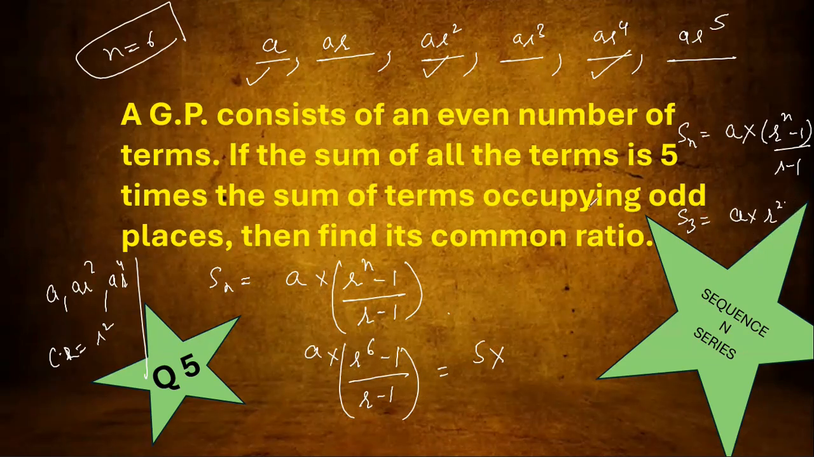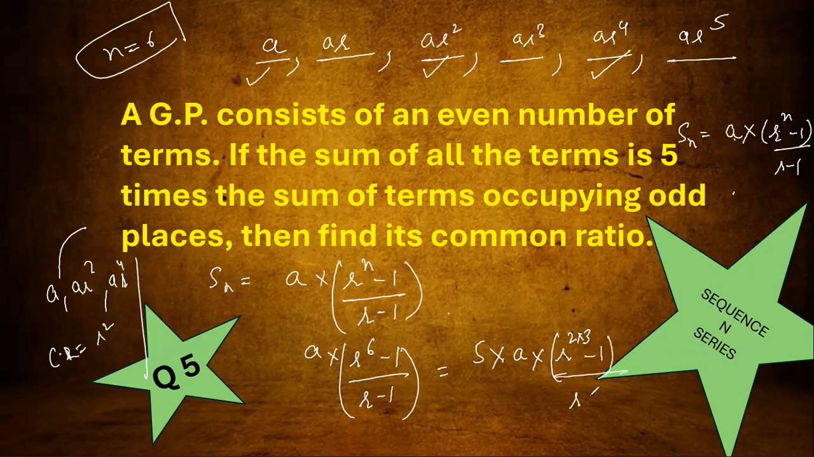I'm writing it here because there is no space there. So a is a only, the first term for the odd places, a times, what is r for the odd places? It is r square. r square raised to the power n. What is n? 3, because we have 3 terms, minus 1 over r square minus 1.